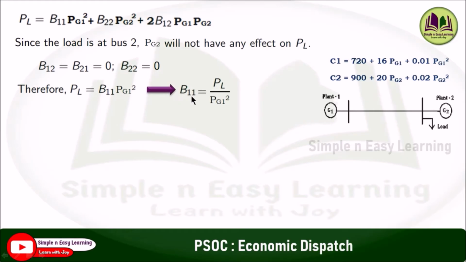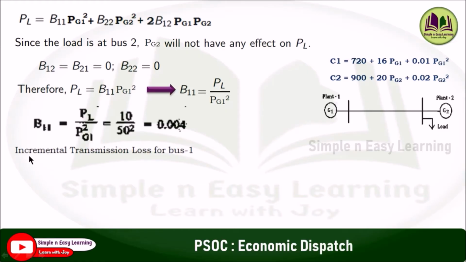So this gives B11 equal to PL by PG1 square. In the problem it is given PL is 10 megawatt and PG1 is 50 megawatt. So 10 by 50 square equals 0.004. This is B11, the loss coefficient.